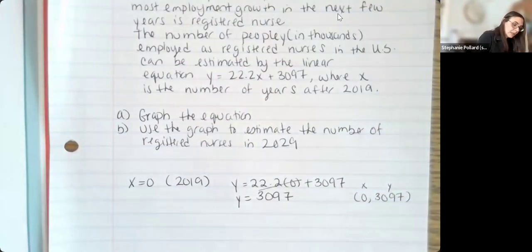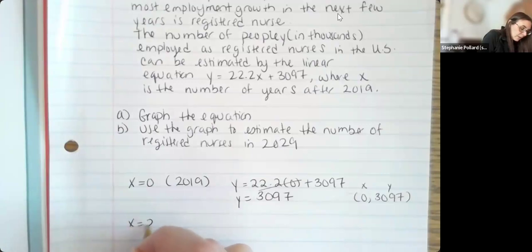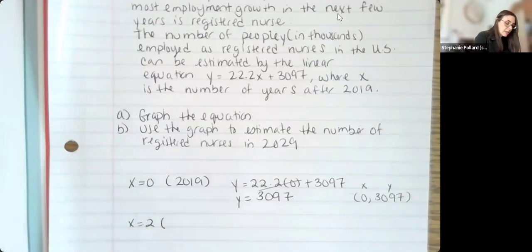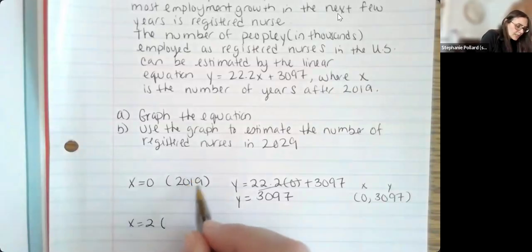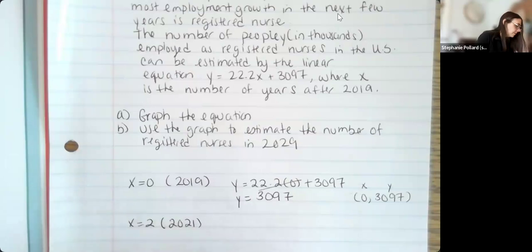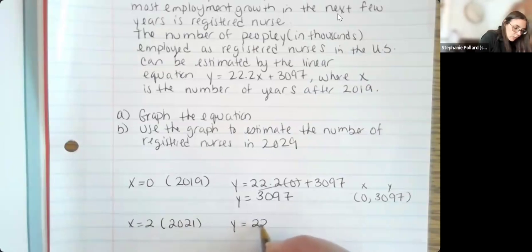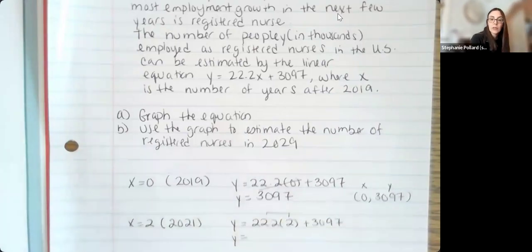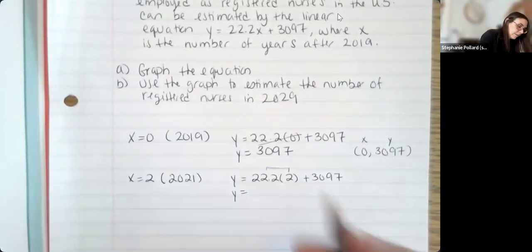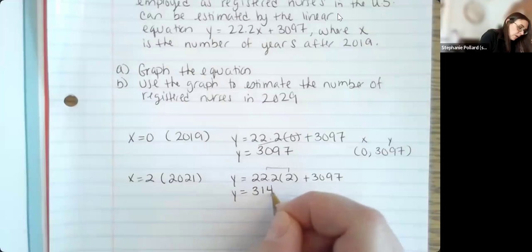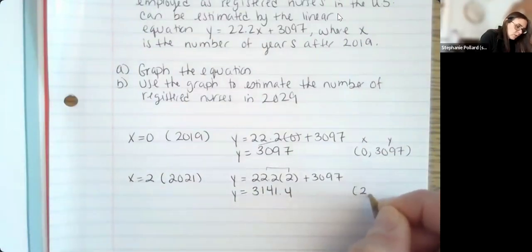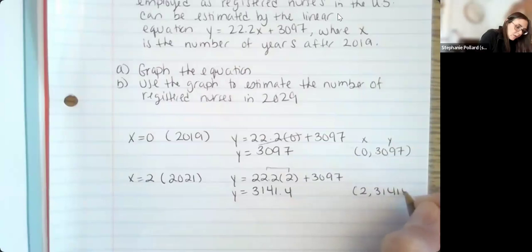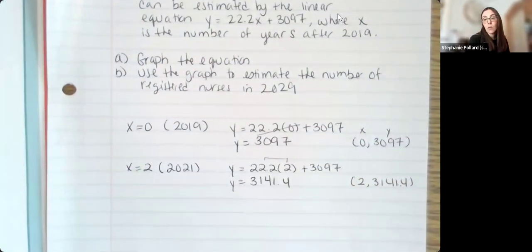Now, I do need a couple of points here, and you can pick whatever you want. I'm going to do x equals 2 as well, so 2 years after 2019, which would be 2021. So I would do y equals 22.2 times 2 plus 3097. You're just going to use your calculator here. Make sure you do order of operations: the multiplication happens first, and then you add it to the 3097. And you get 3,141.4. So I have another point, (2, 3141.4). And again, I could find as many points as I wanted to.